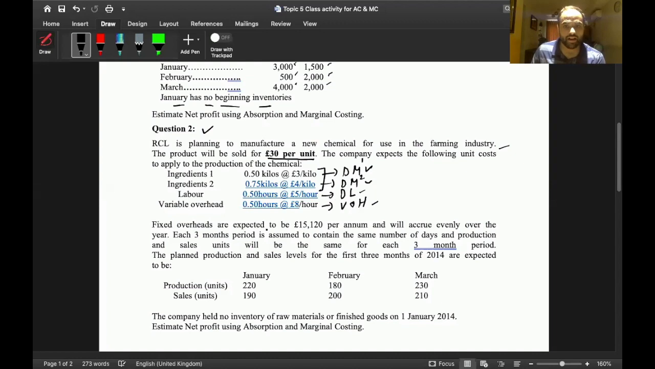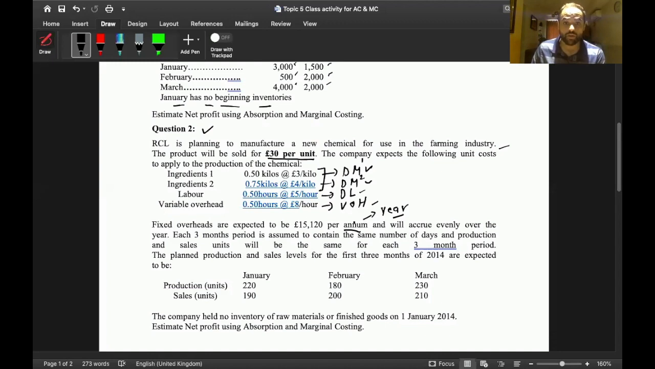So you got material, labor, and variable overheads. Fixed overhead are expected to be 15,120 per annum. Per annum means per year, right? Will occur evenly over each year, right? Each 3 months period is assumed to contain the same number of days, and production and sales will be the same as for 3 months period.